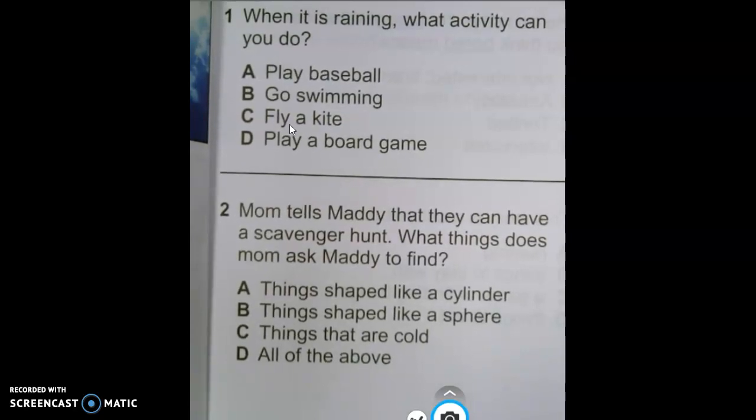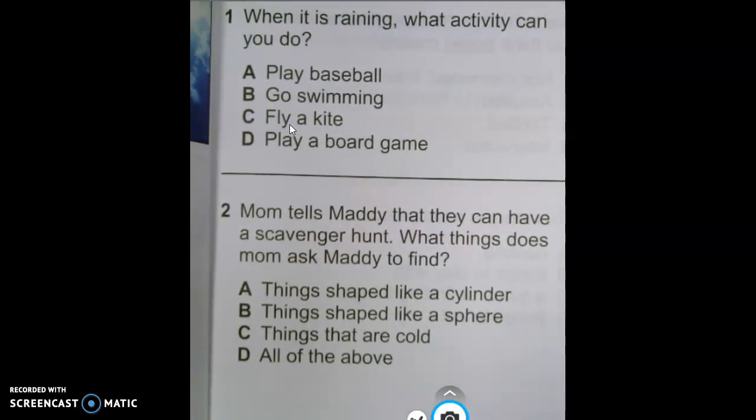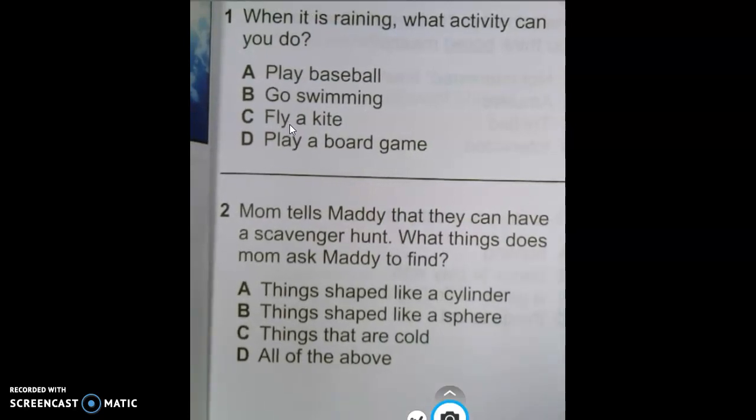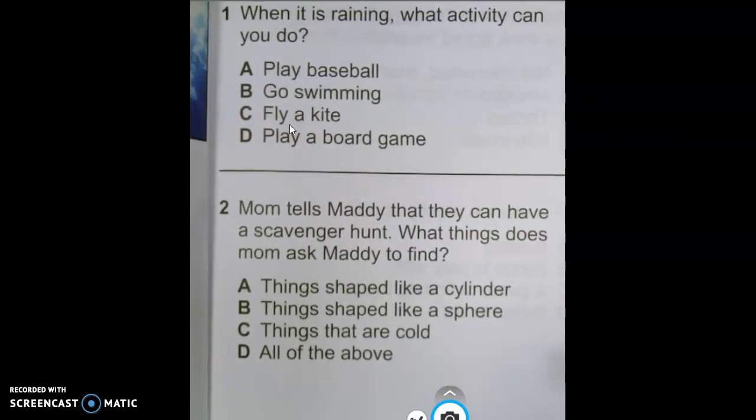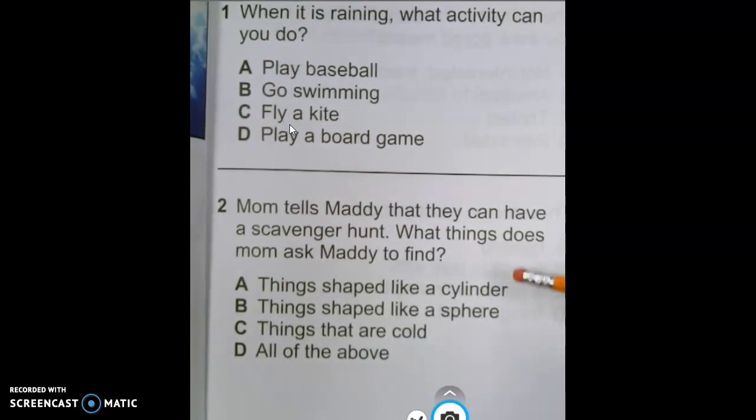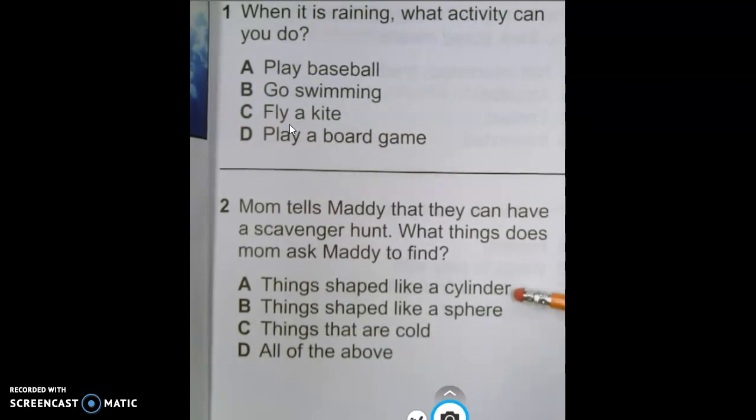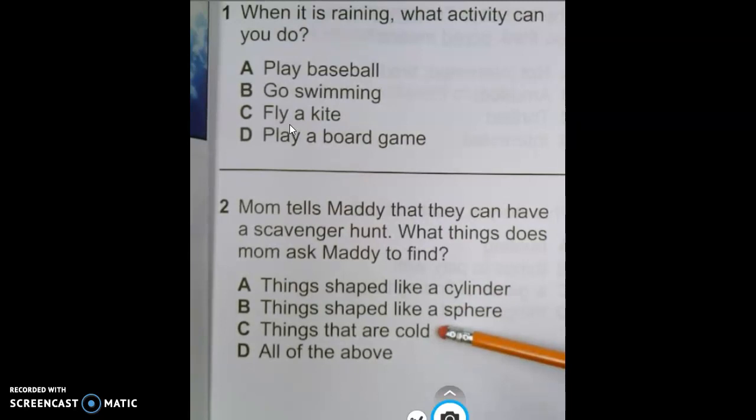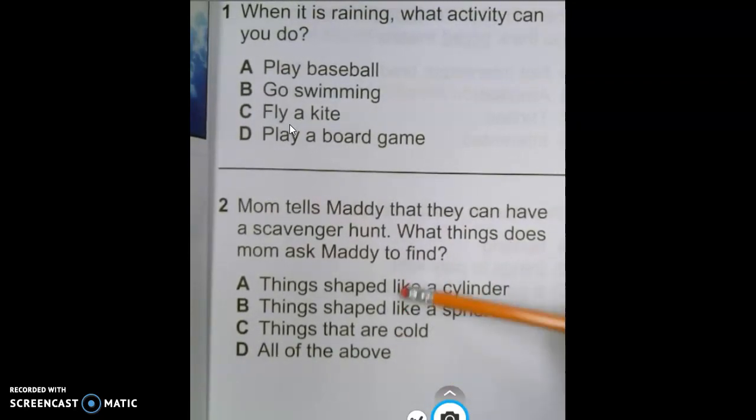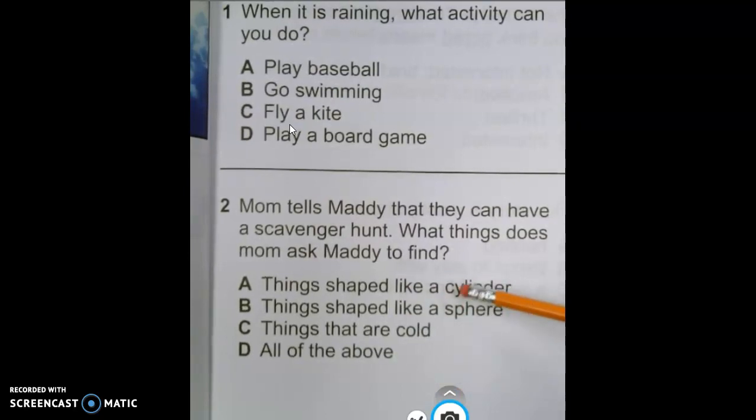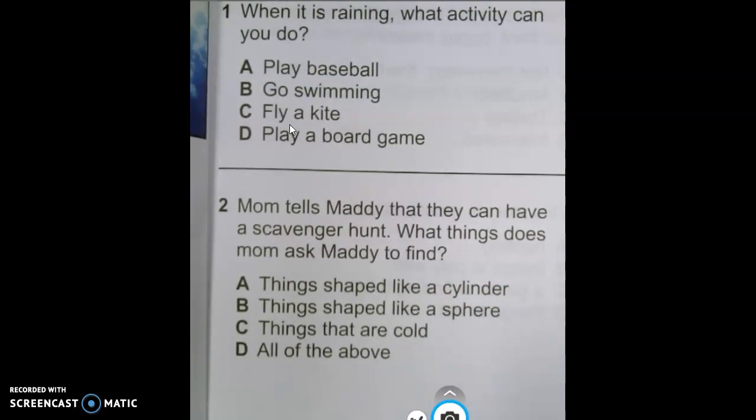Number 2, and you can pause the video after each question so you can answer it and then resume it when you're ready to move on. Number 2 says, Mom tells Maddie that they can have a scavenger hunt. What things does Mom ask Maddie to find? A, things that look like a cylinder. B, things shaped like a sphere. C, things that are cold. And D, all of the above. So when it says all of the above, that means all of the answer choices are correct. So it's either one correct or all of them are correct.